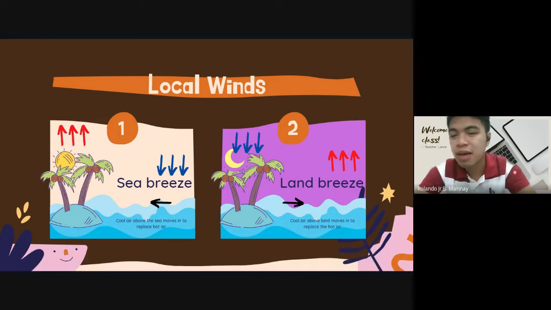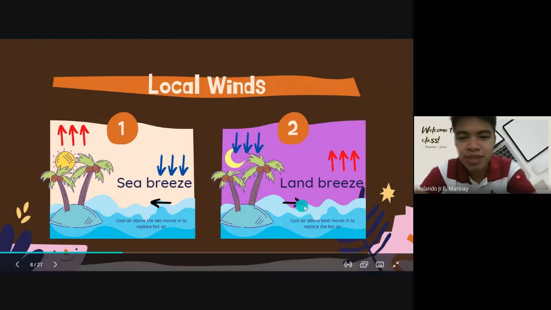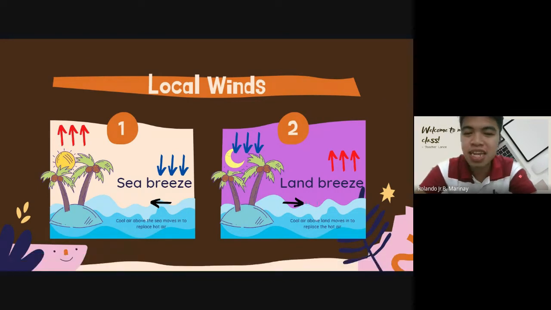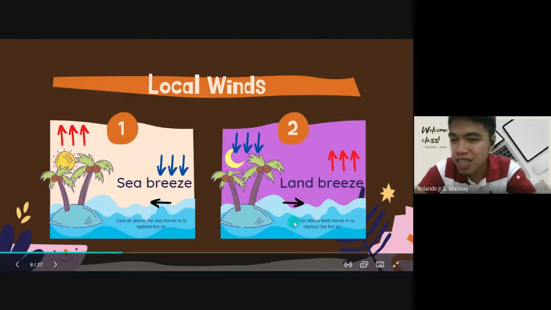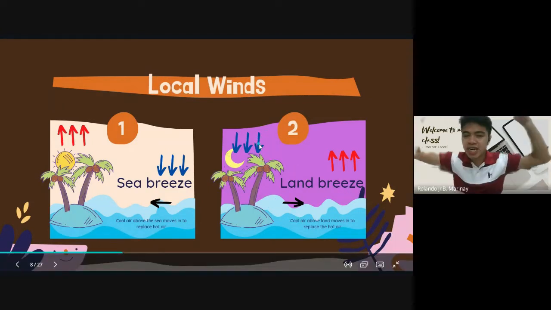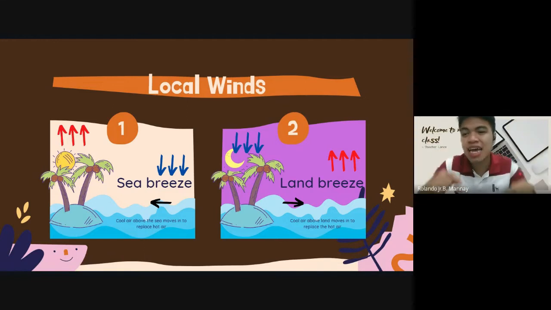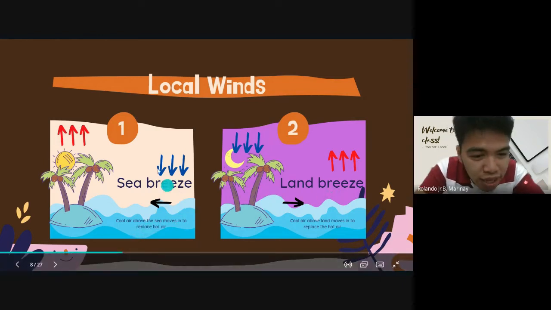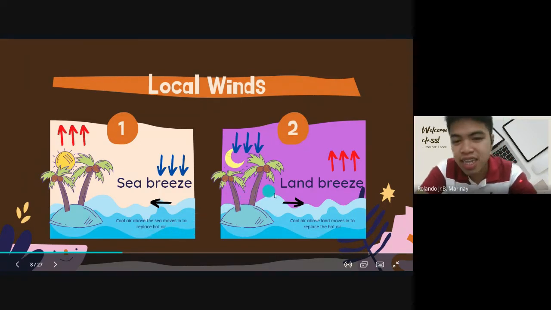Okay, because breeze is cold air. Okay, what happens in land breeze? If it's night, right, it's cold on the land. So what happens? The air on the land goes down, and the air on the sea goes up. Okay, that's called land breeze. Let's read. Cool air in the sea breeze, cool air above the sea moves in to replace hot air. Okay, and in the land breeze, cool air above the land moves in to replace the hot air.